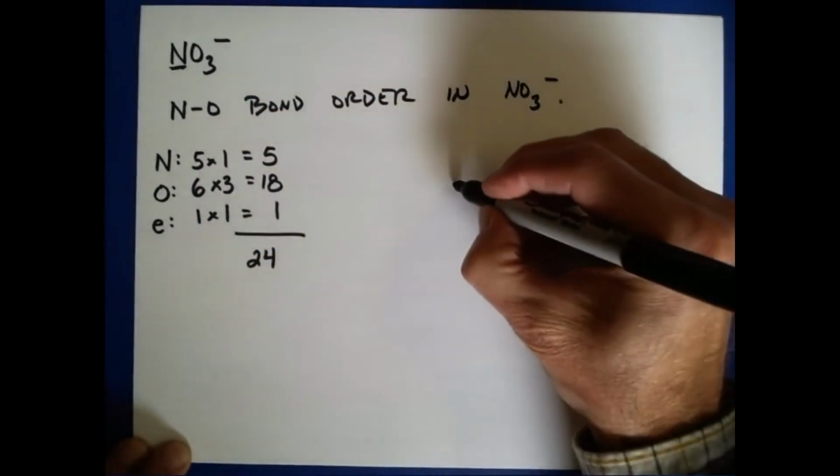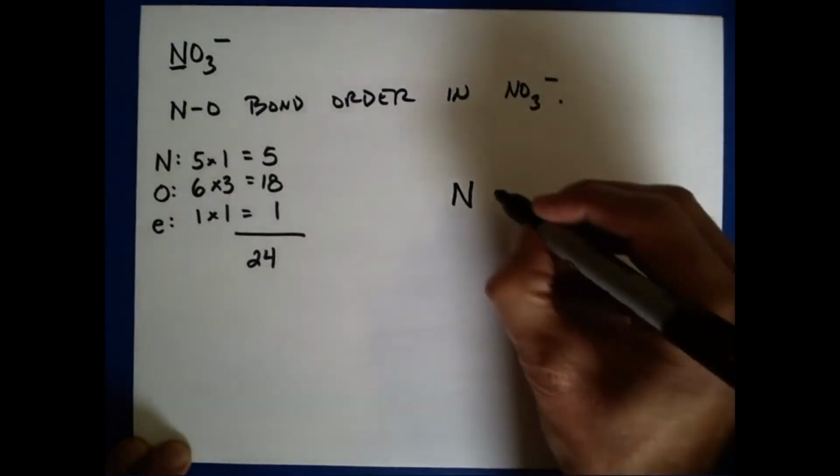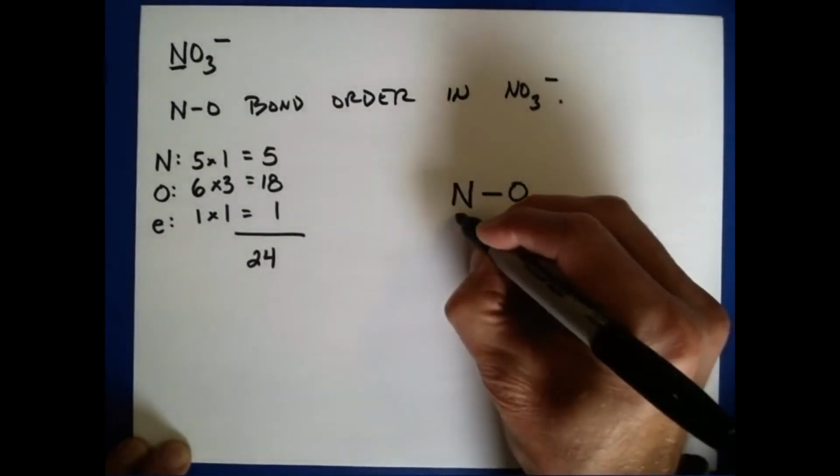Now we draw our central atom, which is nitrogen. We draw single bonds to all terminal atoms.